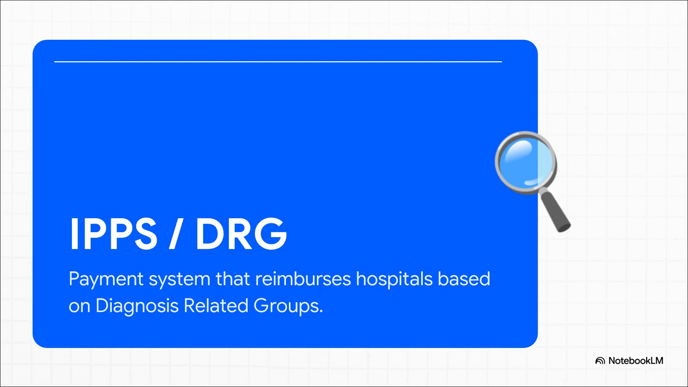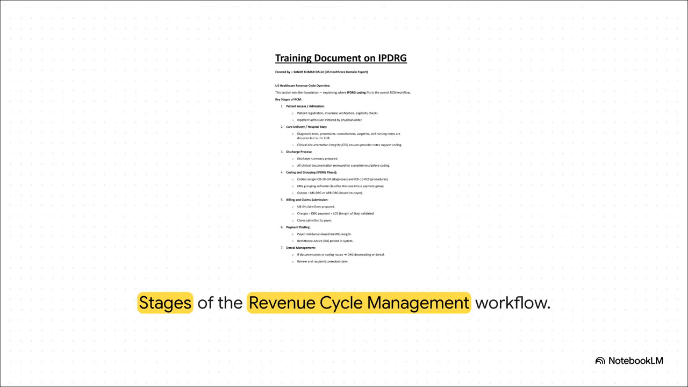DRG. Think of the DRG as a way to group together hospital cases that are clinically similar and expected to consume a similar amount of hospital resources. It is literally the single most important factor determining the hospital's reimbursement for that entire episode of care. And this brilliantly illustrates exactly where this fits in. Look at stage 4 of the revenue cycle management workflow, the IPDRG phase. It sits perfectly nestled right between the patient's discharge and the actual billing process.